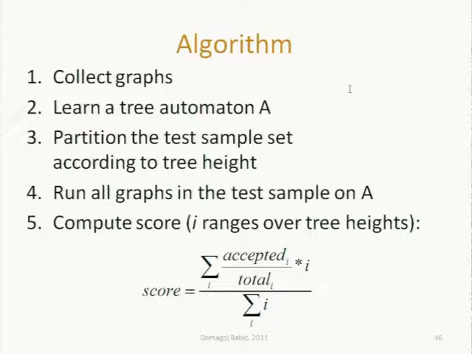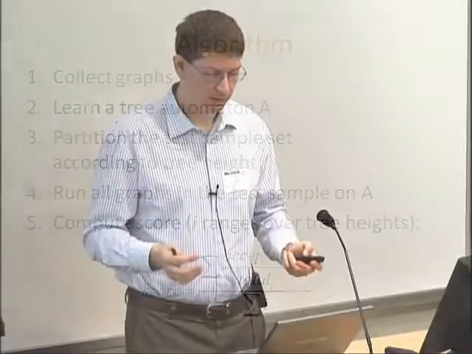The overall algorithm works like this. So we collect the graphs, we learn the automaton, and then we partition the test set according to the heights of the trees. And then we run all those graphs against the tree automaton. And then for each height, we compute a score by computing the ratio of the number of accepted trees with that height to the total number of trees in that partition having that height. And then we multiply it by the height of the tree, because the idea is that the larger the tree that is accepted, the more weight it should get. And that is the score that we compute for malware. And then the higher the score, the more likely it is that the sample is malicious.